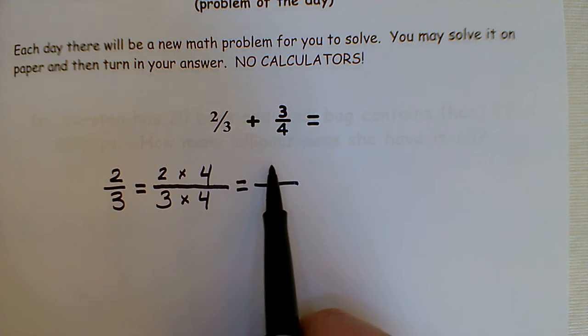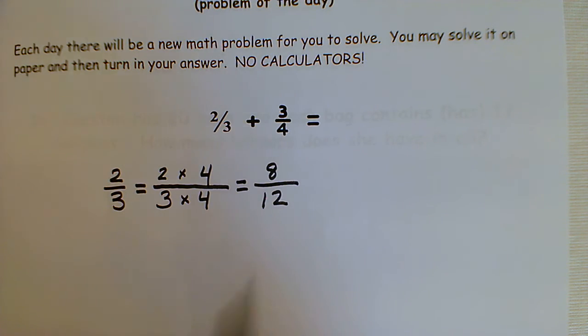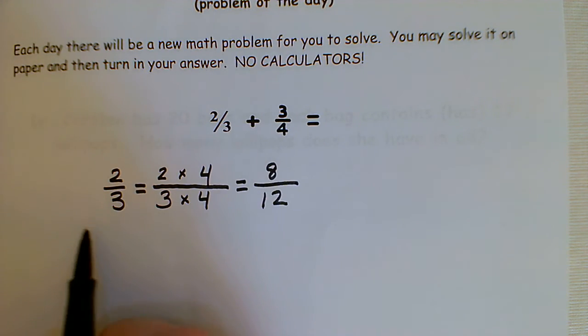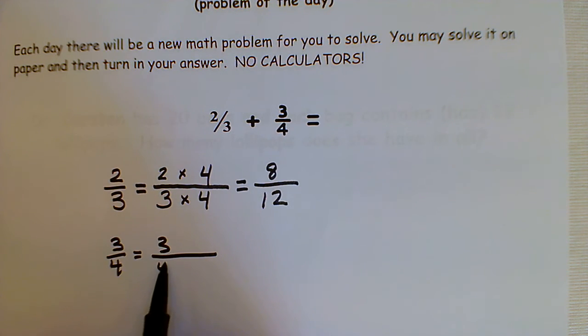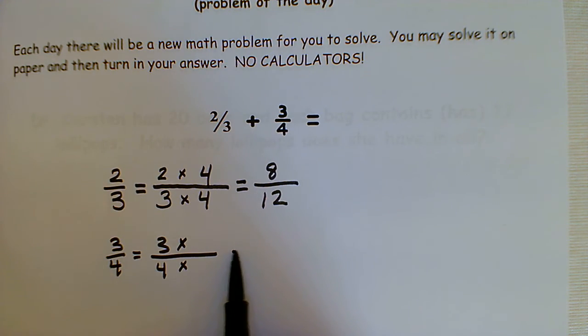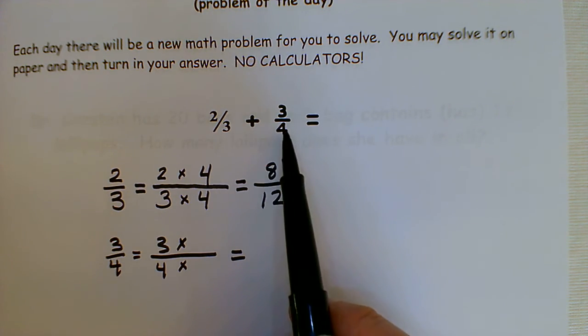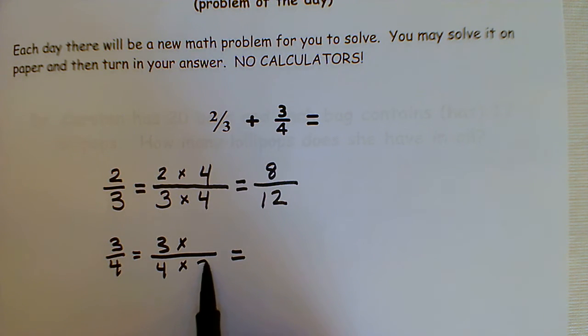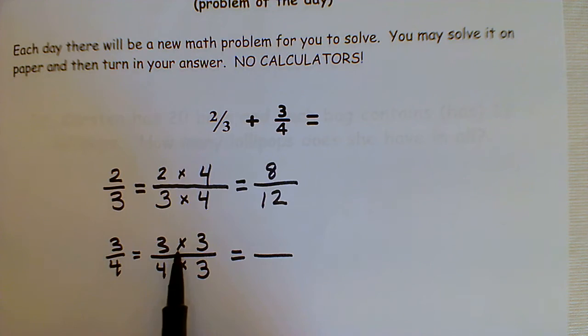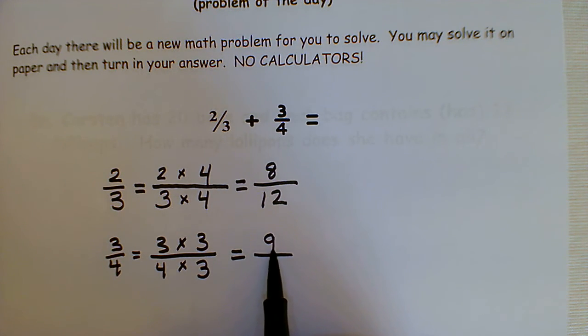Okay, so 2 times 4 is 8, 3 times 4 is 12, and now I know that 2/3 and 8/12 are equivalent fractions. Let's do the same thing with 3/4. So I'm going to start with 3/4. I'm going to show what I started with. I'm going to multiply it so I can decompose it. What am I going to multiply 3/4 by? By the other fraction's denominator, which in this case is thirds, or 3. Whatever I do in the denominator, I do in the numerator, and now we can just multiply straight across. 3 times 3 is 9, and 4 times 3 is 12.